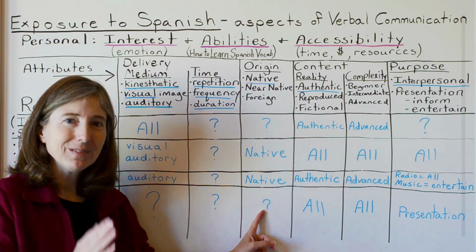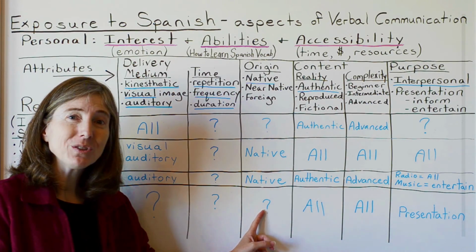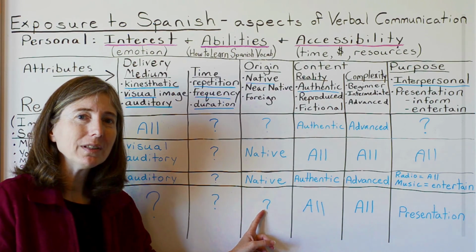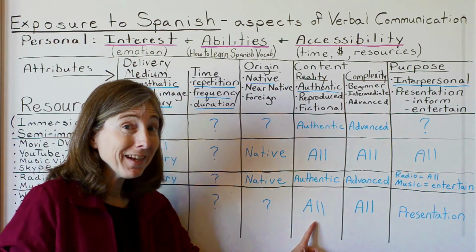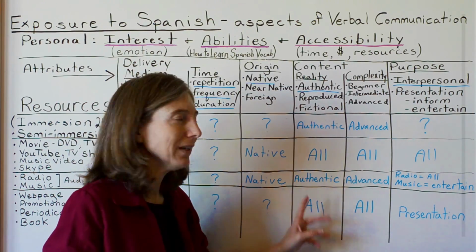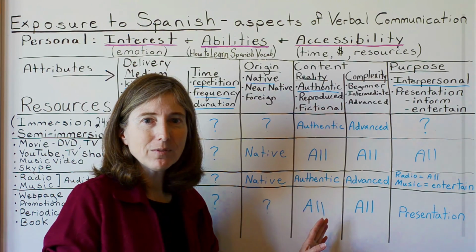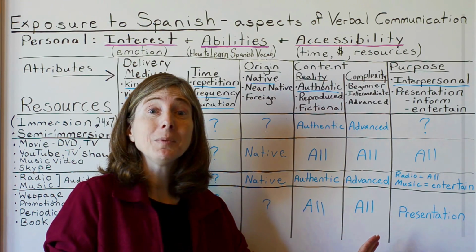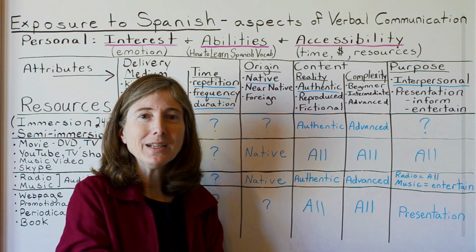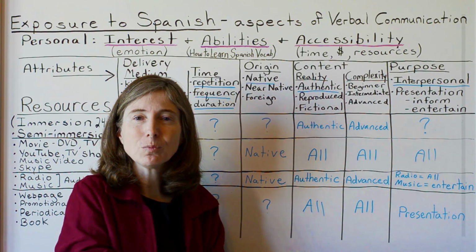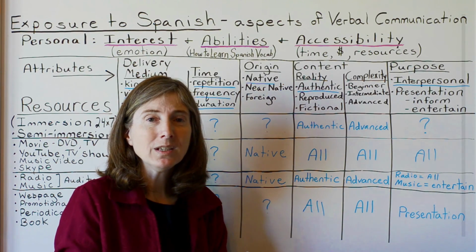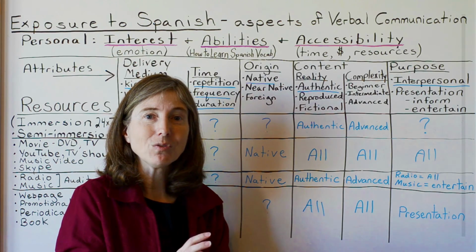The origin is questionable. You just need to make sure you're getting that native sound or near native sound when you're listening. The great thing about text, though, is the content can be everything. It can be any type of reality that you're looking for, and it can be any level, because there are so many children's books. If you're at the beginning level, there are a lot of online children's books that are read aloud to you. It can have that visual component, and some of them even have little videos in them.